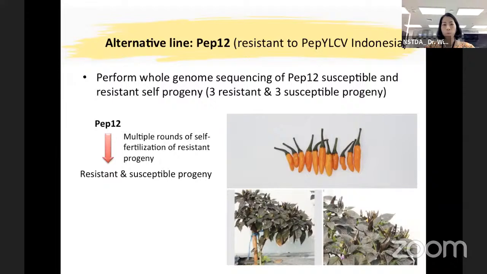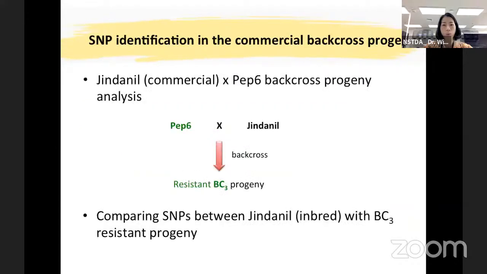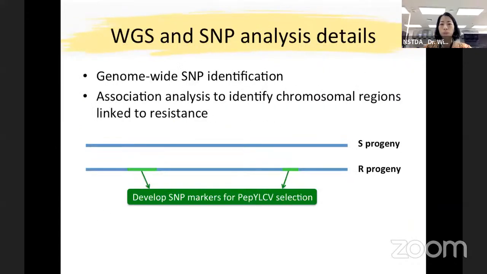But we were hoping that once we self it enough times, we can compare the resistant and susceptible progeny the same way that we were going to do with PEP6. And so we'll be comparing the genotype of the susceptible progeny with the resistant progeny and try to identify regions in the chromosome that are different. And hopefully those will be the regions that associate with the resistance.